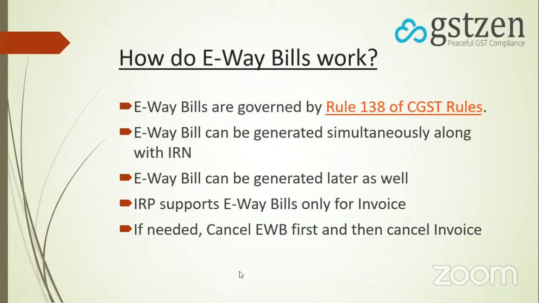IRP supports e-way bills only for invoices. So if you want to link your e-way bill and e-invoice, it will only happen in the case of an invoice. If you are moving goods based on a credit note or debit note, you will not be able to link it with the e-way bill.